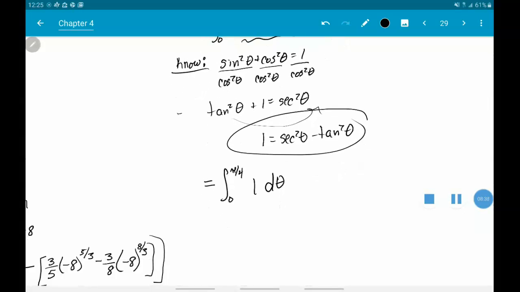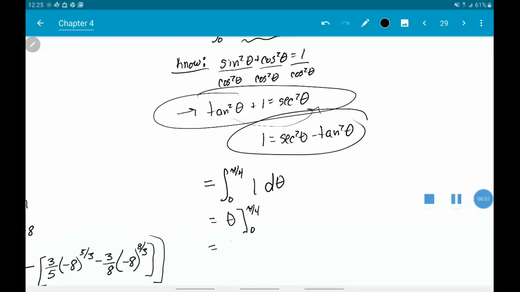Okay, keep in mind this is also on your trig sheet. I just like going through the derivation process. I think it's fun. So then this integrates to theta, going from 0 to pi over 4. So if we do our substitution, we're going to have pi over 4 minus 0. So our final answer is going to be pi over 4.